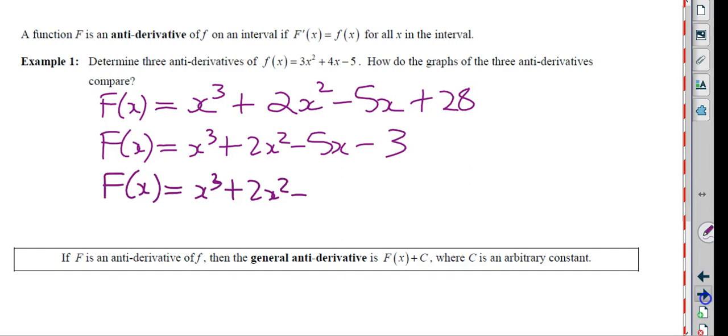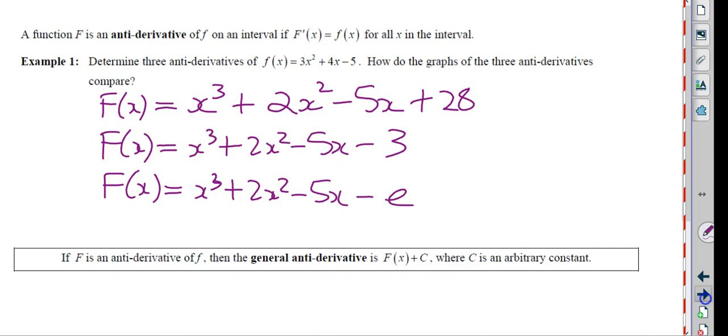Plus 2x squared minus 5x minus e. Doesn't matter, right? Because e is a constant. Okay, it's constant. So, here we go. If F is an antiderivative of f, then the general antiderivative is F of x plus c. So we just write it with a plus c, where c is an arbitrary constant, right? Any constant. Could be e, could be pi, could be phi, could be 28, minus 3, whatever.